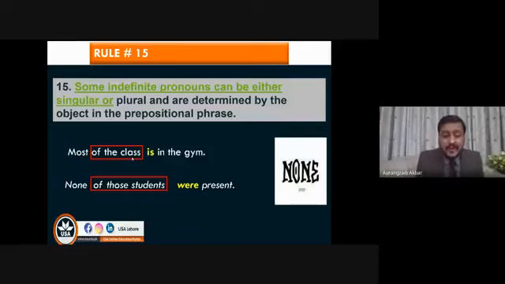So we are talking about class. We're talking about most. Then why have we used is? Because we are talking about a majority. So here, most of the is an indefinite pronoun, but it is still working as a majority. Then, none of those students were present. So they were not present at all.